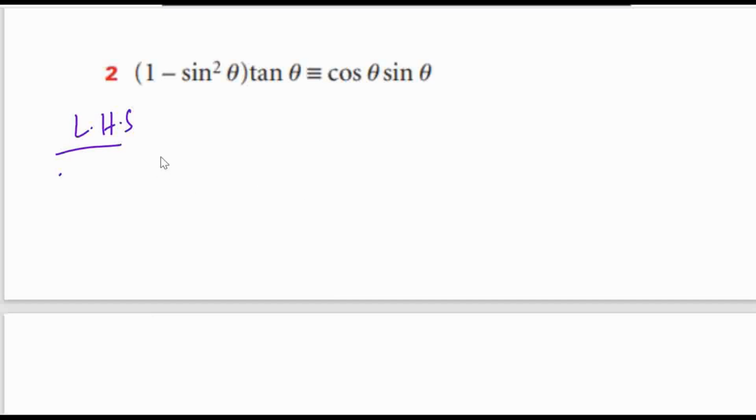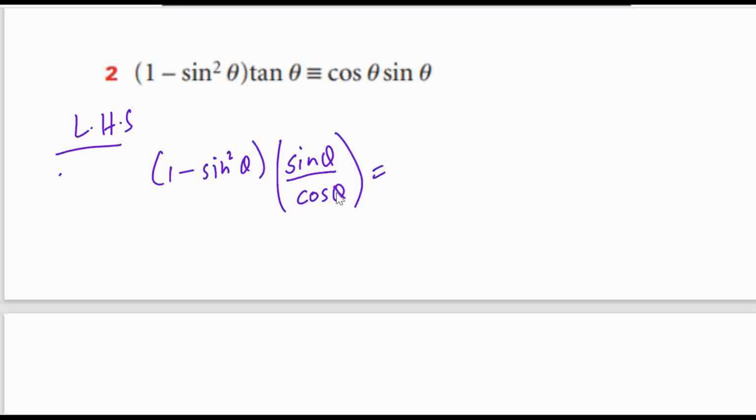So this can be 1 minus sin square theta. Now what can we write tan theta as? tan theta we can write as sin theta divided by cos theta. Now 1 minus sin square theta, a little while ago we saw an identity that cos square theta is equals to 1 minus sin square theta. So this whole thing will be equals to cos square theta. So we can replace it.